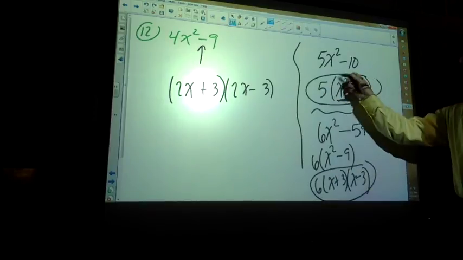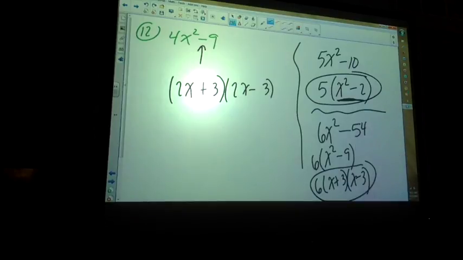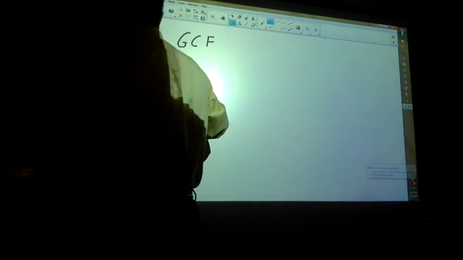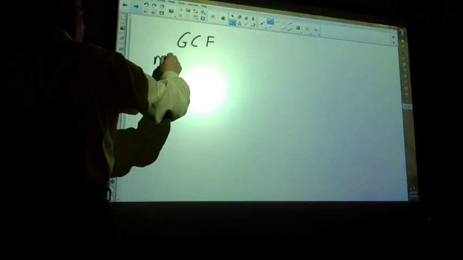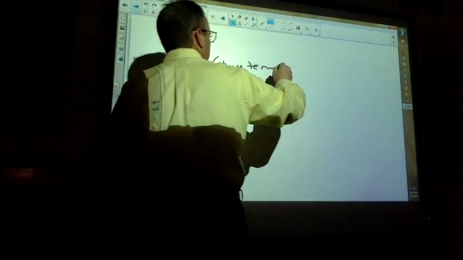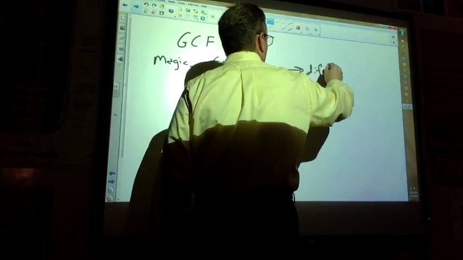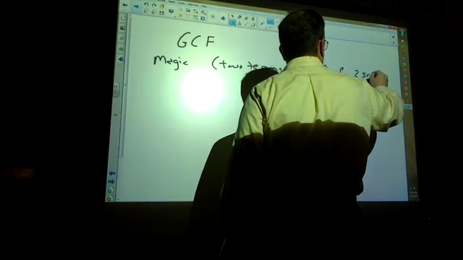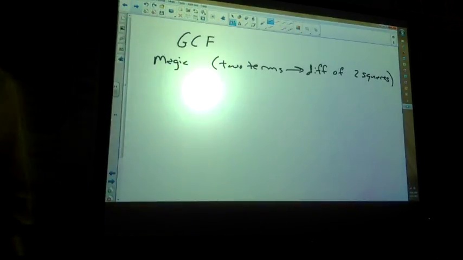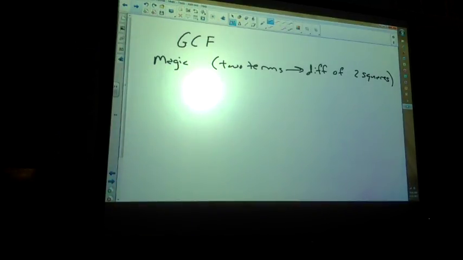This doesn't factor down because that's not the difference of two squares, because 2 is not a perfect square. The rules on these really are: is there a greatest common factor? And then, do your magic number. If it's 2 terms, is it the difference of 2 squares? And then just kind of go off that. And the magic number is the first and the last number if there's 3 terms.